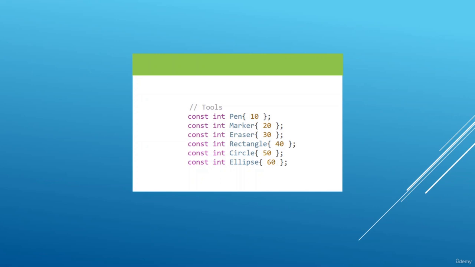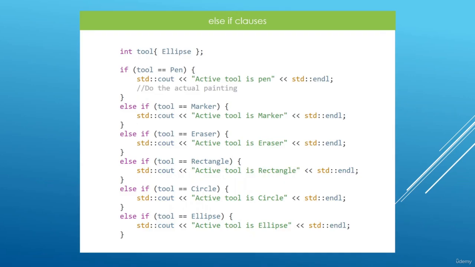And at any given moment, the user might be using the pen or the marker or the eraser or really whatever tool that it is we provide in our application. And if we want to draw, we need to know which tool is currently selected by the user. And we can do a piece of logic like this. We can have the tool stored somewhere in our application.